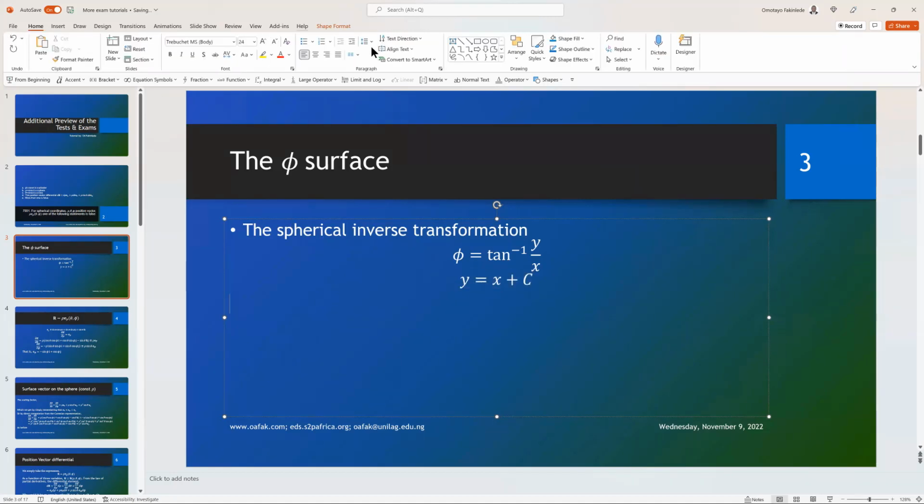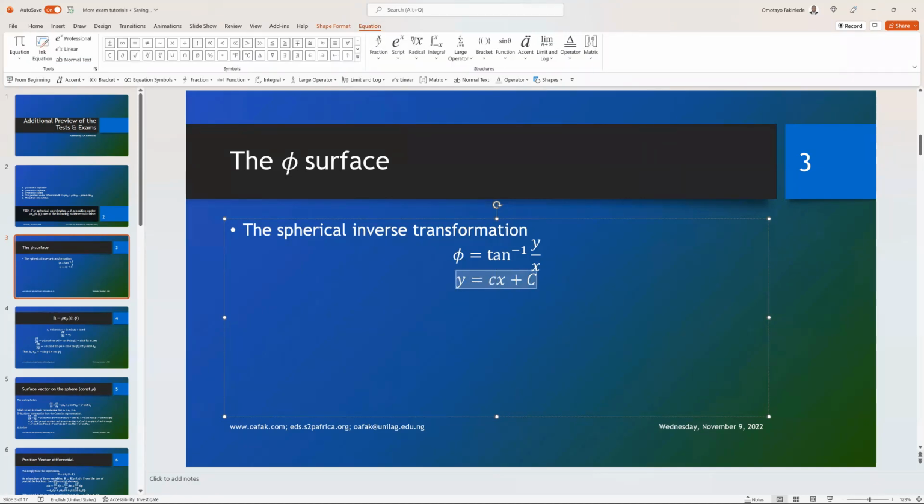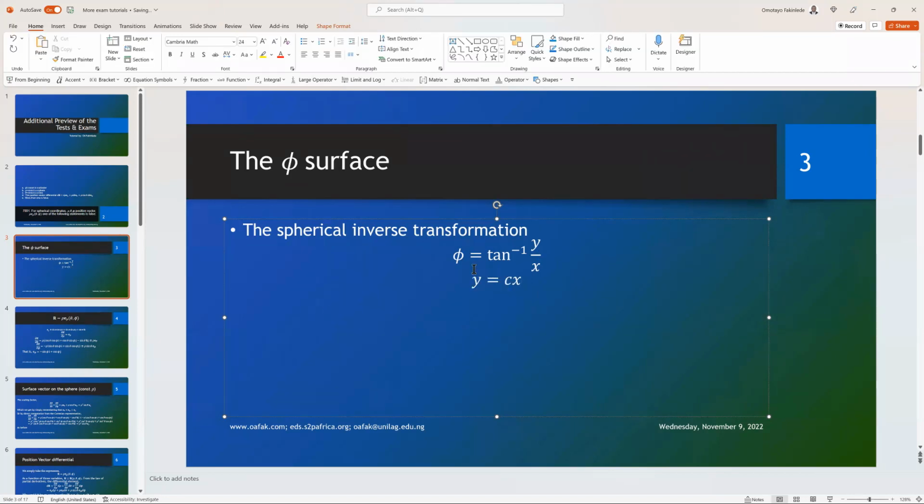Now, class, I want to ask, what kind of equation is that? Because if phi is constant, arctan of y over x is constant, that means that y over x must be constant. Oh, sorry, I'm wrong there. So it is more like this. Because if y over x is constant, then y is equal to cx. What kind of equation is that? What kind of geometrical object is it?